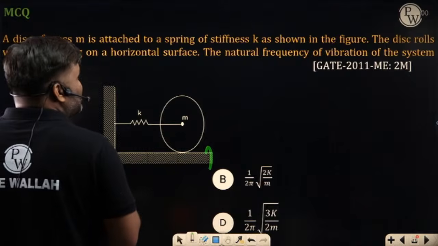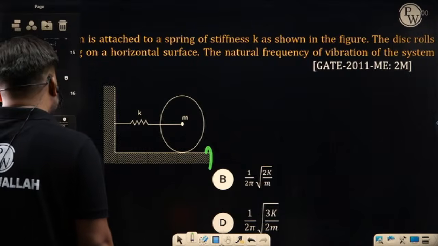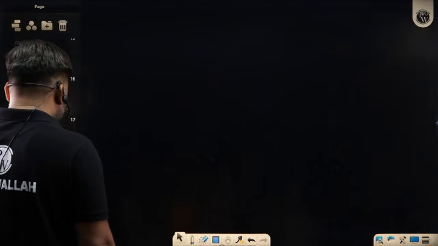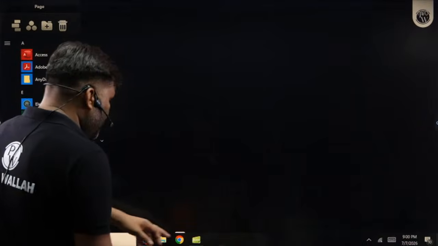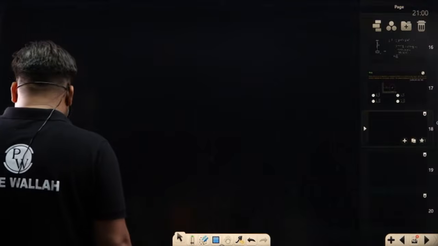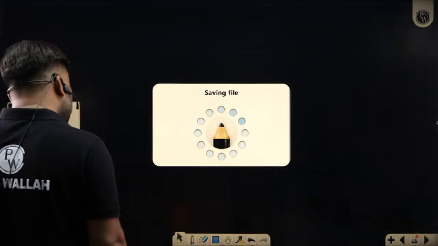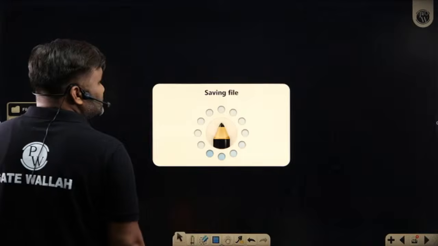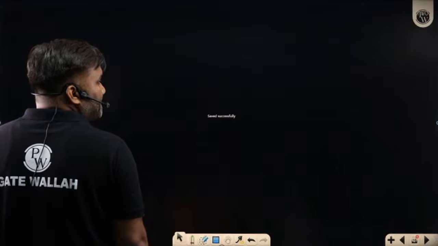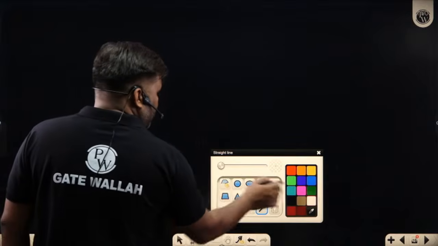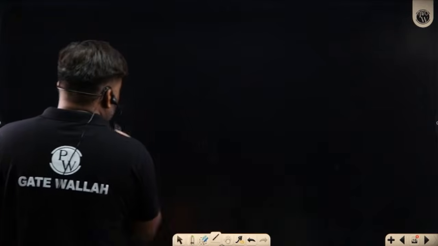Natural frequency of the vibration they are asking. So first thing, many people can't understand this. Many people, they simply can't understand this. Yeah, sir. Entire focus on the board. Entire focus on the board.